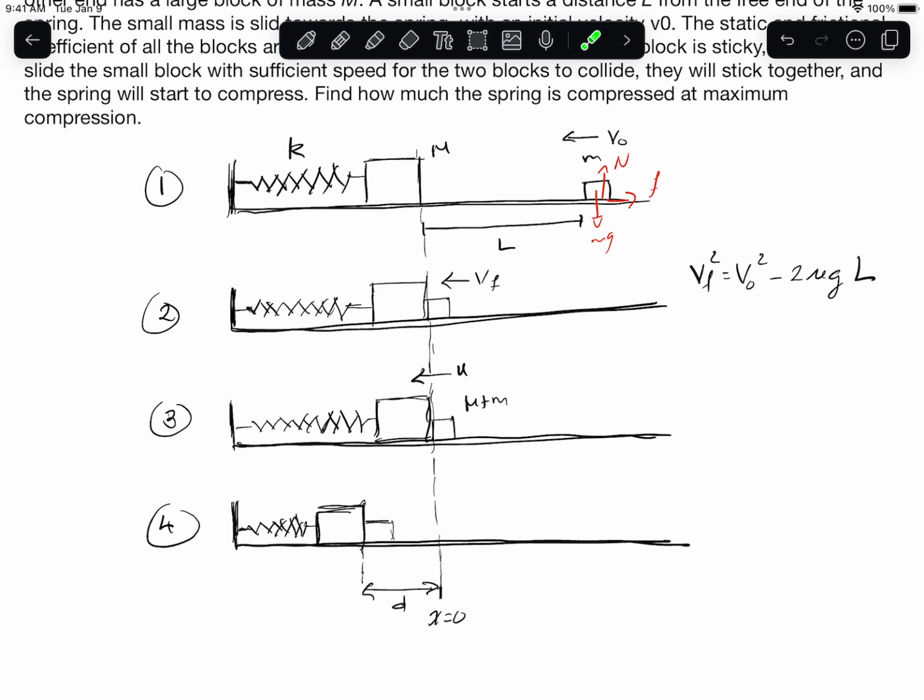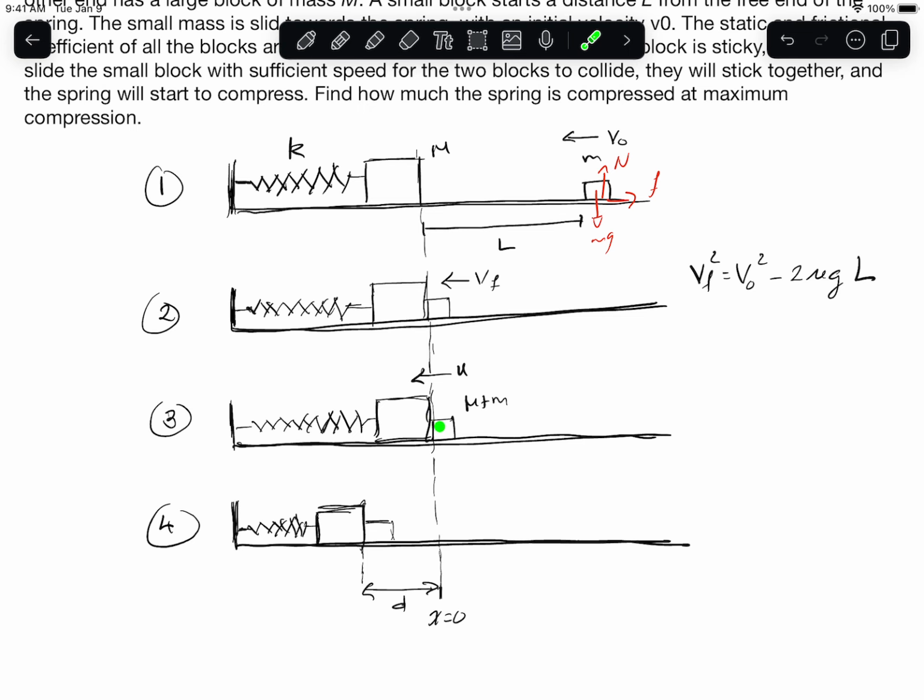Now for mini story number 2. So we already figured out how fast this little block is going right before it crashes into the big block. So this was the answer from the previous video. What we want to find out now is, okay, so the two blocks collide.